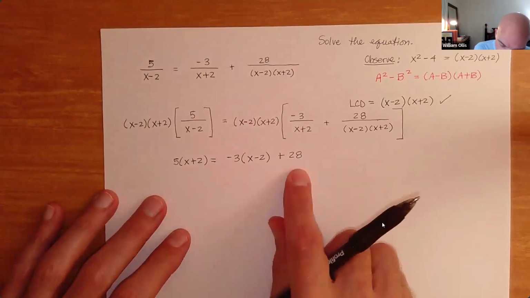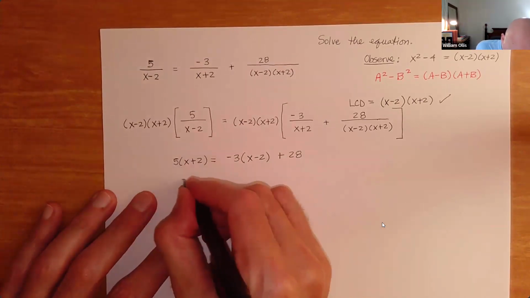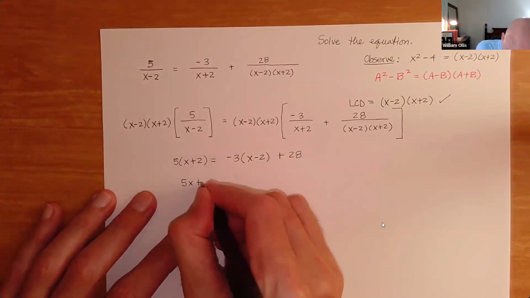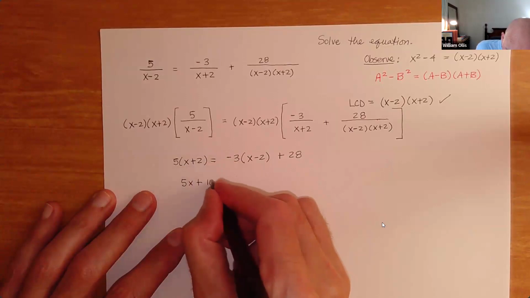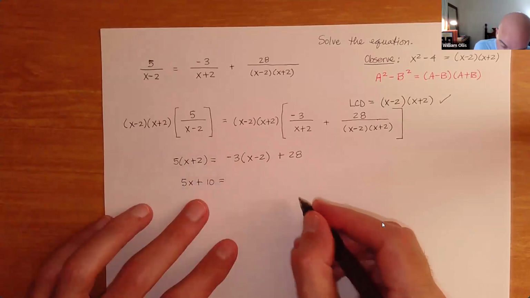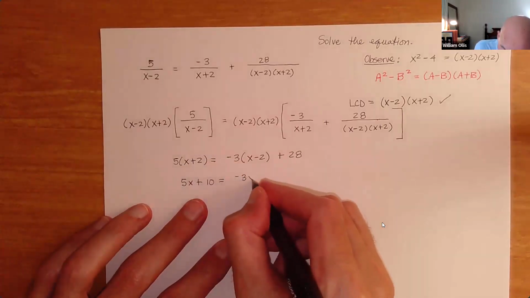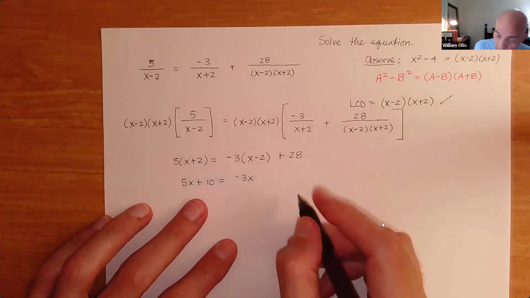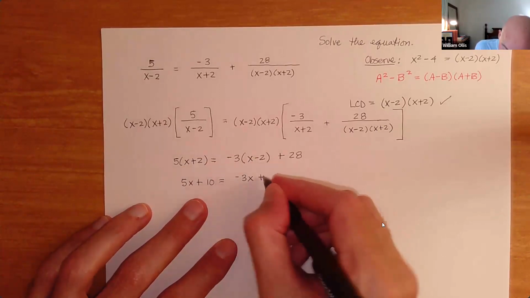So now let's go ahead and multiply. So we get a 5x, and a 5 times a 2 is a 10. Very simple, but very important. And then we have a negative 3x. And of course, the additive inverse times the additive inverse is the positive.